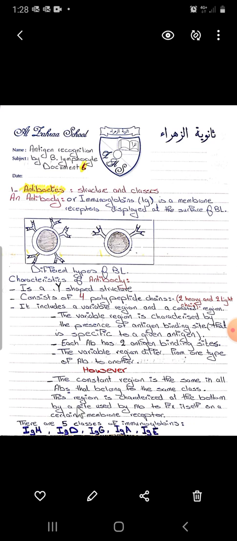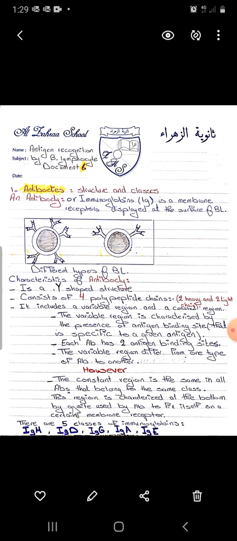This region is characterized at the bottom. This is the constant region, which is found at the bottom. The variable region is found at the top of the antibody, while this is the constant region that is found at the bottom of the antibody, and this is the variable region found at the top of the antibody.